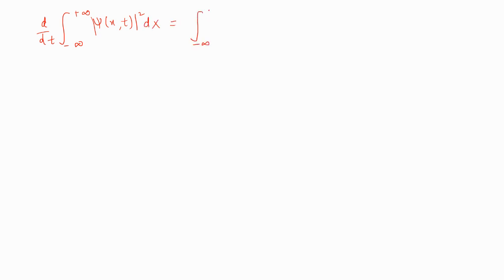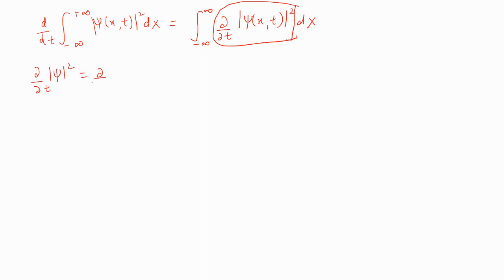I'm taking the derivative part inside the integral, right? Now I'll solve this part. So d by dt of psi square is equal to d by dt of psi star psi. Now I'm differentiating.